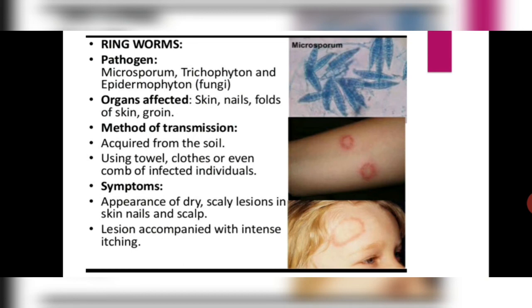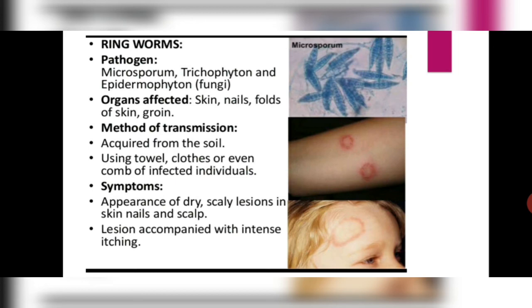The next disorder we have to discuss is infection through ringworms. It is caused by 3 species of pathogens, that is Microsporum, Trichophyton and Epidermophyton. These 3 fungi can cause ringworm infection. It affects organs like skin, nails, folds of the skin, and the groin, that is the genital area.